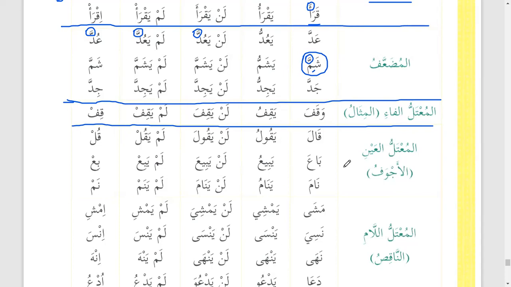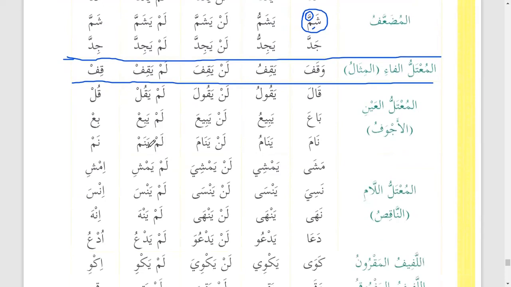Then we have mu'tallul ayn, which is ajwaf. In ajwaf, we know that there is ajwaf wawi and ajwaf ya'i. In ajwaf wawi, the waw will be the second letter. So this one is basically qawala, and after the changes, it has changed into qala. And the present tense will be yaqulu. So he said, he says. Lan yaqula, he will not say. Lam yaqul, he didn't say. And qul, you say.